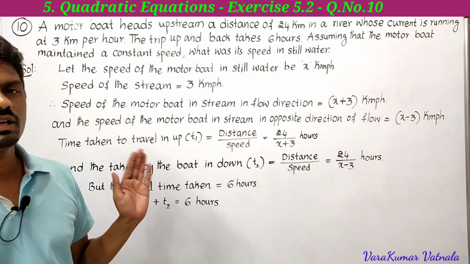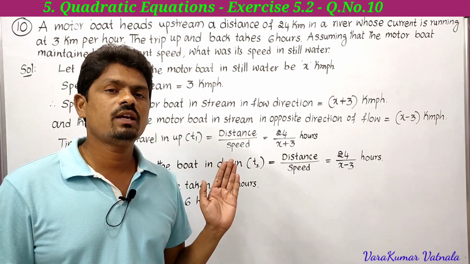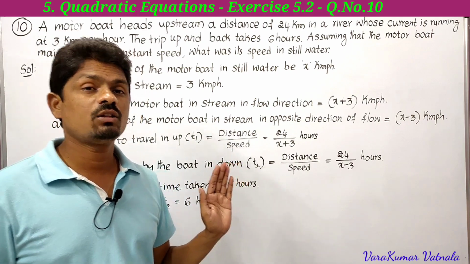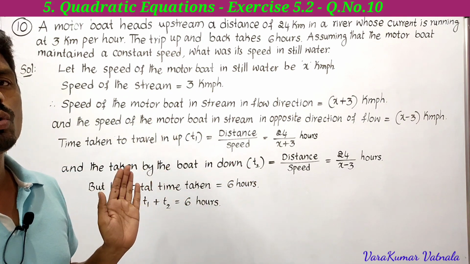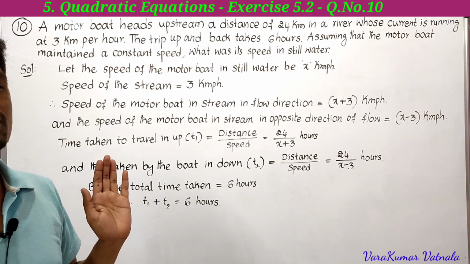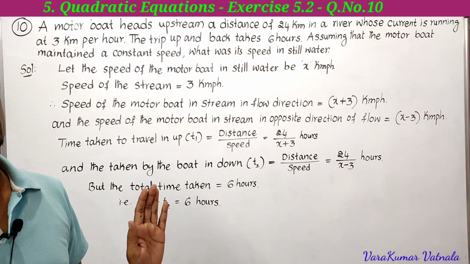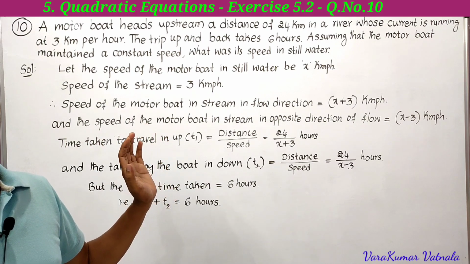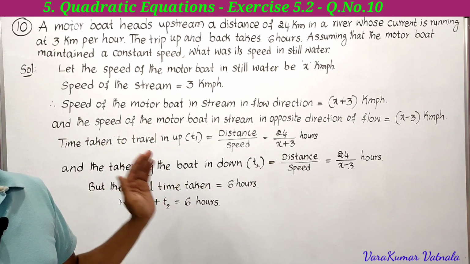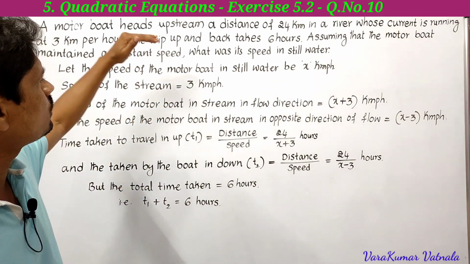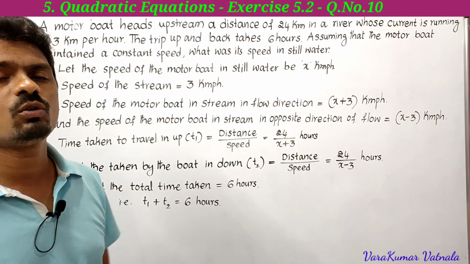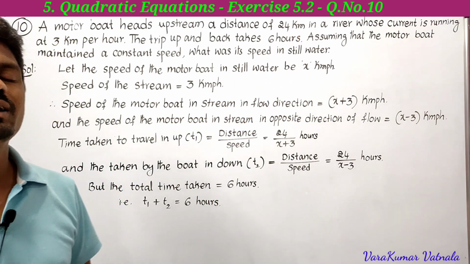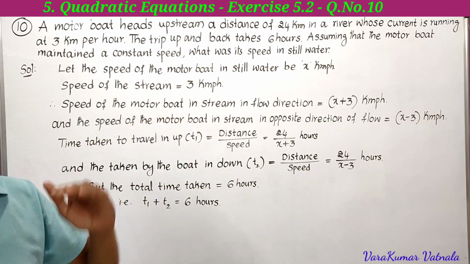So see here what he has given. There is a motor boat traveling in the water, but the water is flowing. So here the speed of the stream is 3 kmph. He is asking us to find the speed of the boat in still water, but here the water is flowing. The total distance is 24 kilometers. The boat takes 6 hours to travel up and down.